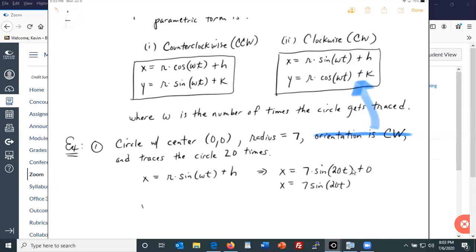And then for the Y equation, we would do R times cosine of WT plus K. So it would be Y equals 7 times the cosine of 20T plus 0. That means the Y equation would be 7 cosine of 20T.